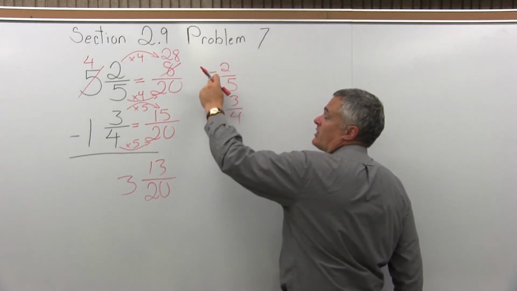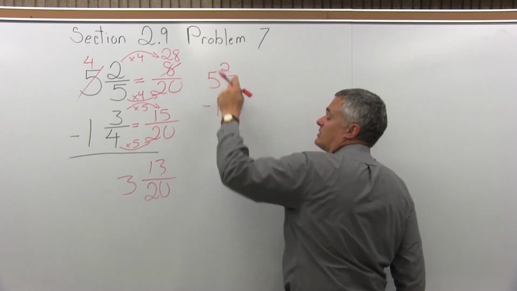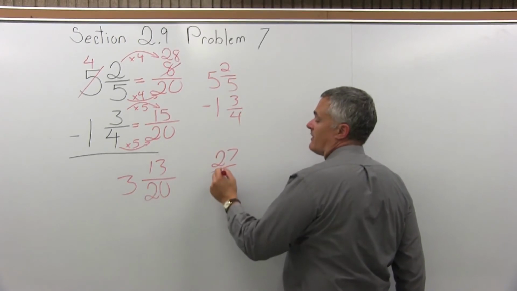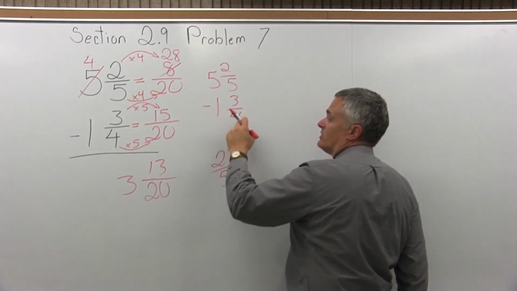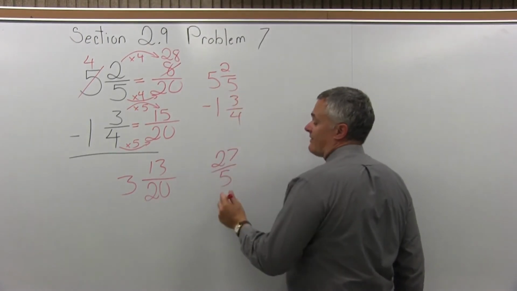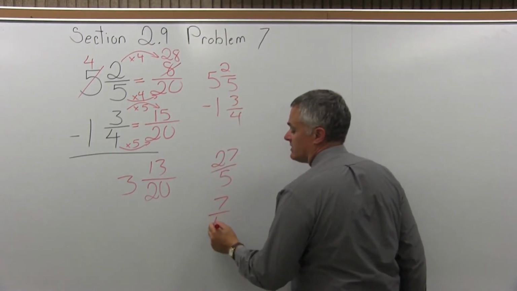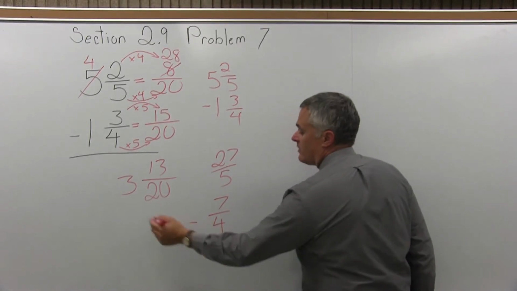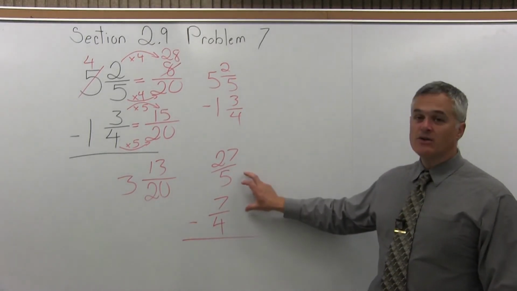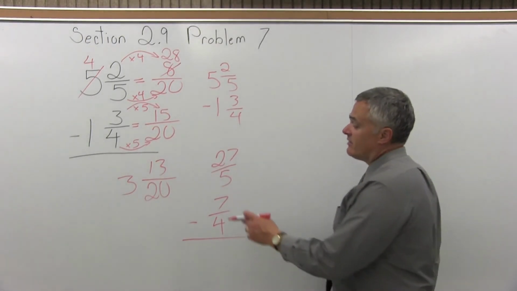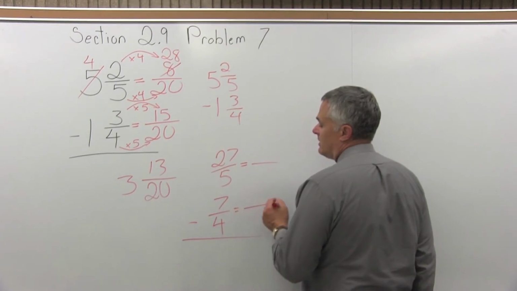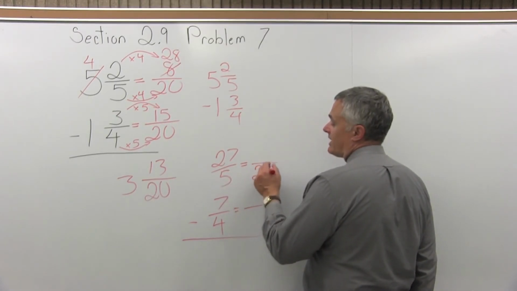I'm not sure if I remember how to borrow. So what I'm going to do is rewrite this with improper fractions. 5 times 5 is 25. 25 plus 2 more is 27, and I have a denominator of 5. The 1 3/4, 4 times 1 is 4. 4 plus 3 more is 7, so I have 7/4. And now we just start the problem from scratch. It's the same values, they're just written in a different form. So I have denominators of 5 and 4, so a good common denominator would be 20. They both divide into 20 evenly.